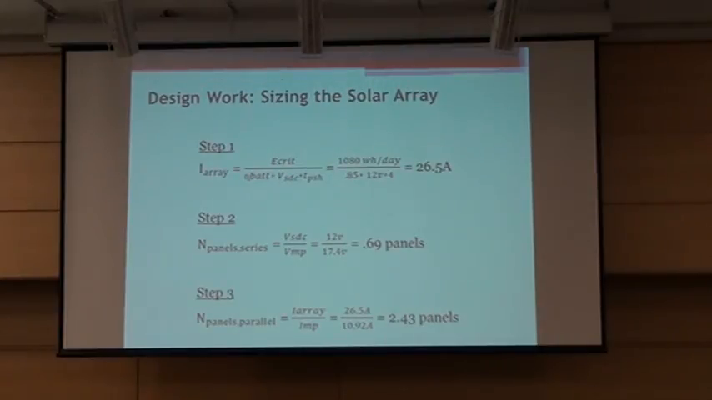To calculate the number of panels I would need, I chose an average load of 45 watts. Multiplied by 24 hours in a day, I came up with 180 watt hours per day. Dividing this by the assumed efficiency of the system of 85%, the battery voltage and peak sun hours, which is how much energy in the day of sun there is, I came up with 26.5 amps. Calculating the number of panels in series, I would need 1 panel in series and 3 panels in parallel.